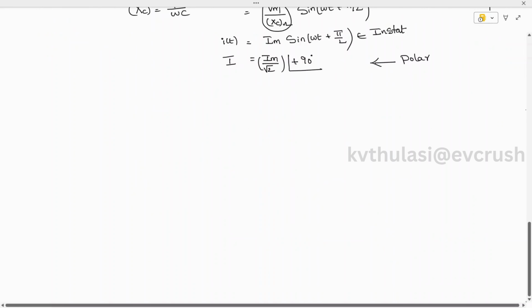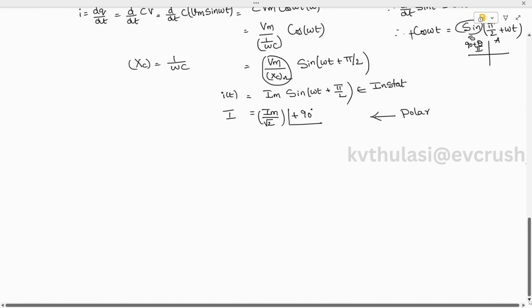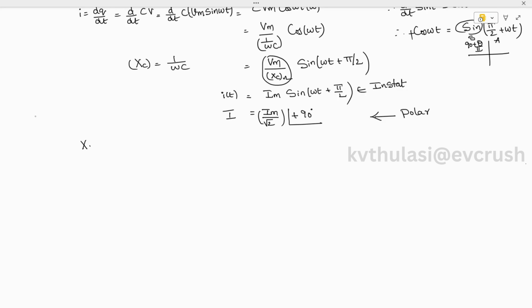And now we need to understand what is meant by Xc. Xc is nothing but capacitive reactance. Xc ohms is equal to 1 by omega c, where c is called capacitance and x is called reactance. Therefore it is called capacitive reactance. Now we need to understand what is meant by capacitive reactance.